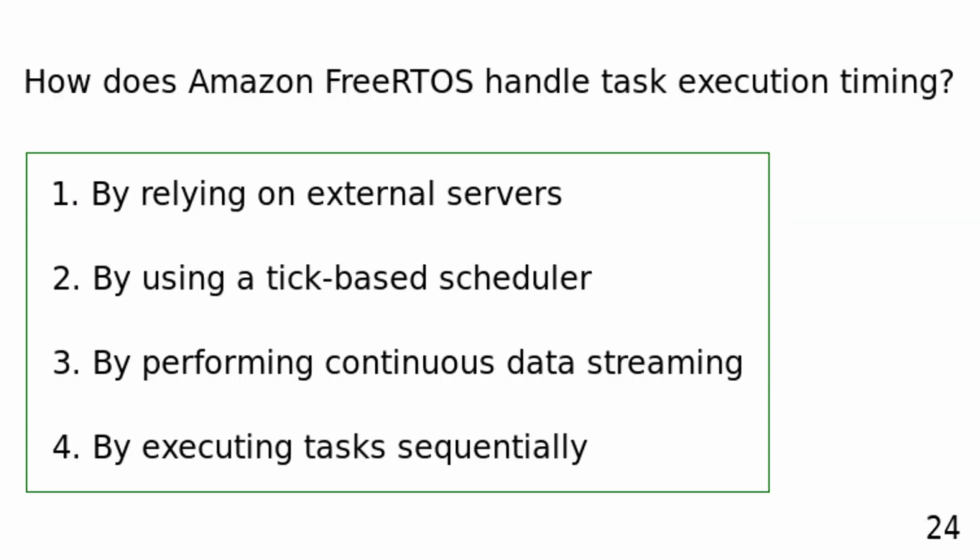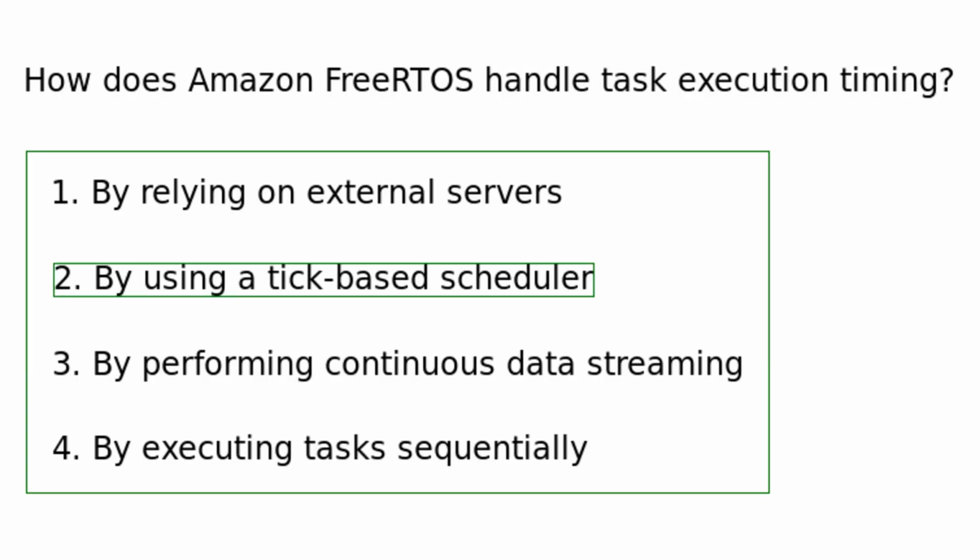How does Amazon FreeRTOS handle task execution timing? By relying on external servers. By using a tick-based scheduler. By performing continuous data streaming. By executing tasks sequentially. Amazon FreeRTOS uses a tick-based scheduler to manage task execution timing.